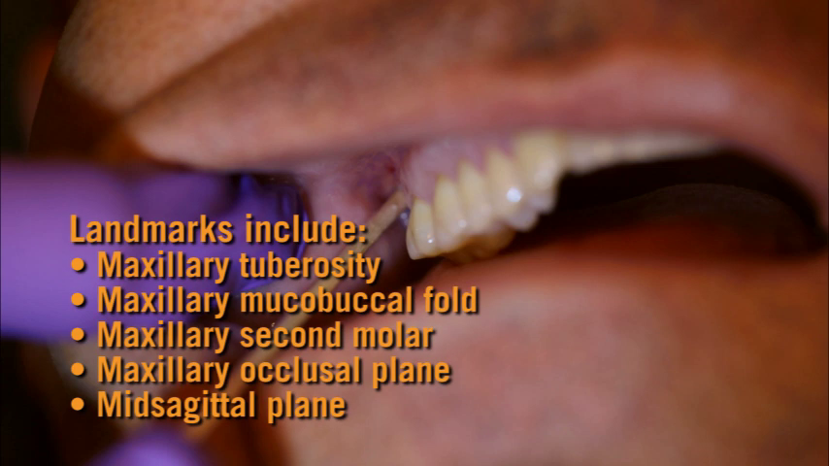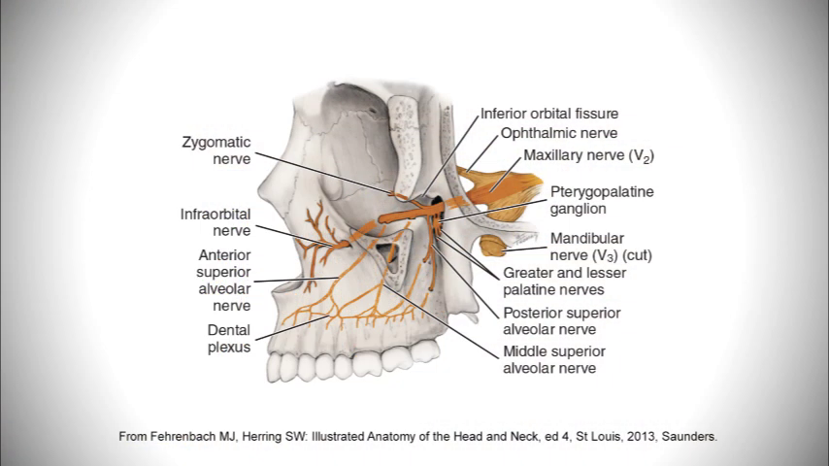The landmarks for this injection are the maxillary tuberosity, maxillary mucobuccal fold, maxillary second molar, maxillary occlusal plane, and the mid-sagittal plane. The deposit location or target area for the PSA block is the posterior superior alveolar nerve as it enters the maxilla through the posterior superior alveolar foramina on the maxilla's infratemporal surface. This area is posterosuperior and medial on the maxillary tuberosity.